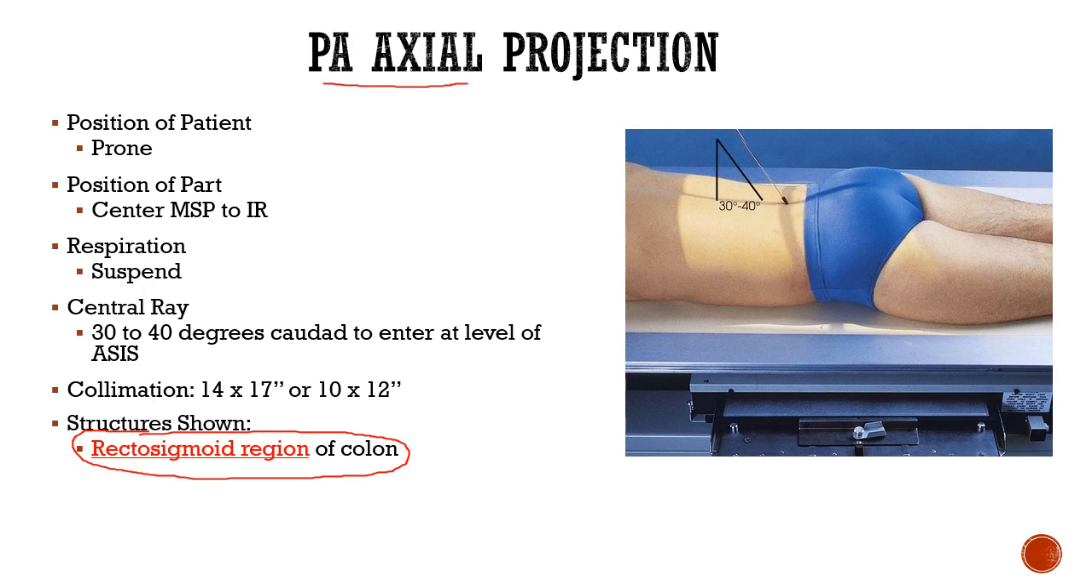So when you have a patient and we're doing a PA axial and you can see the buttocks, you're going to angle toward the buttocks. Caudad. So 30 to 40 degrees caudad.